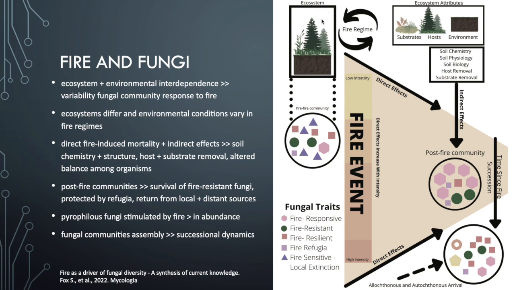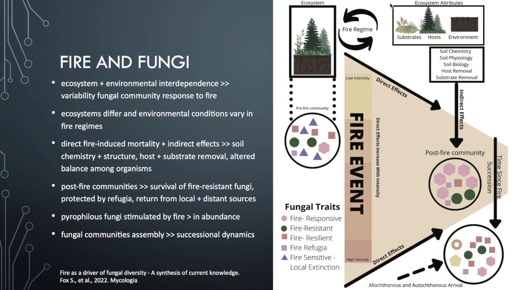So this information can be described through this diagram on the right, where we can see an ecosystem will have a pre-fire fungal community, and this fungal community will have several traits like fire-responsive fungi, fire-resistant fungi, fire-resilient fungi, fire refugia, so where fungi can hide or remain unburned, and then fire-sensitive species that might lead to local extinction of these once a fire has gone through. So this community is diverse, and it keeps changing as successional dynamics of the ecosystem move forward, but usually leading to greater fungal diversity up to a certain point.